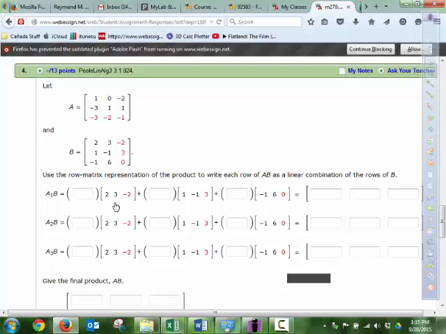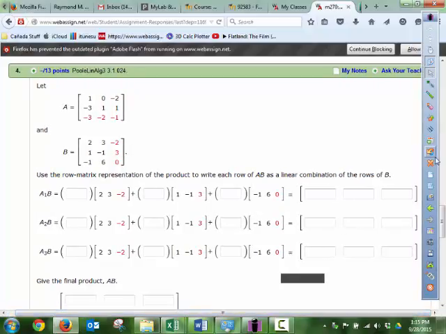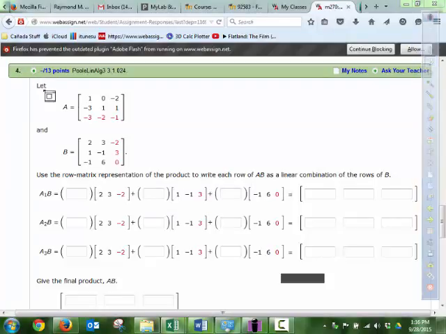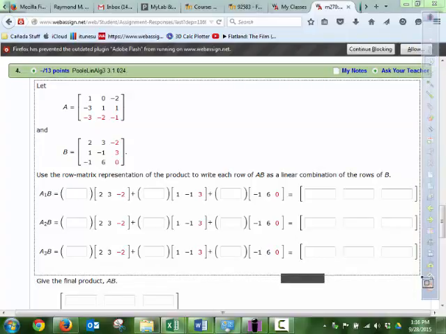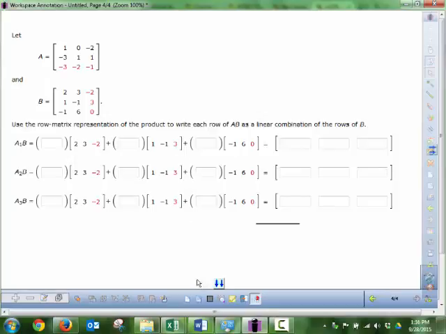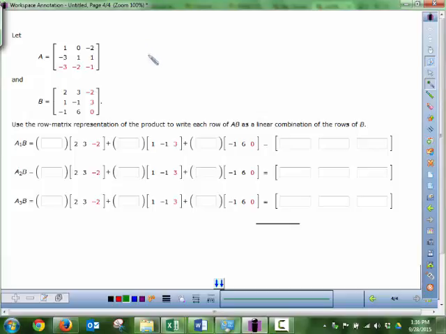So this is the row, what do you call it? Oh, this one's, okay, so this is probably how it should be done. So this is the other one, the row matrix representation. So the row matrix representation goes like this.